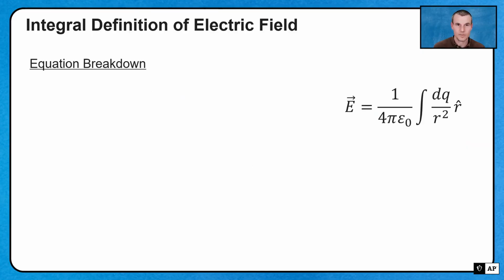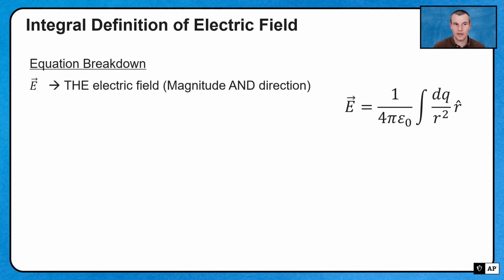So let's break down this equation, which is the integral definition of electric field. We have E. And here's the thing I want to point out. This is the electric field, both magnitude and direction. We don't see those little absolute value signs on either side. So this is everything all in one.